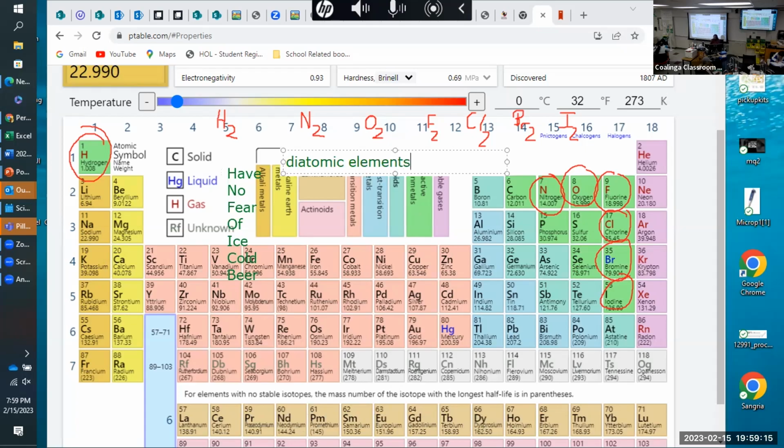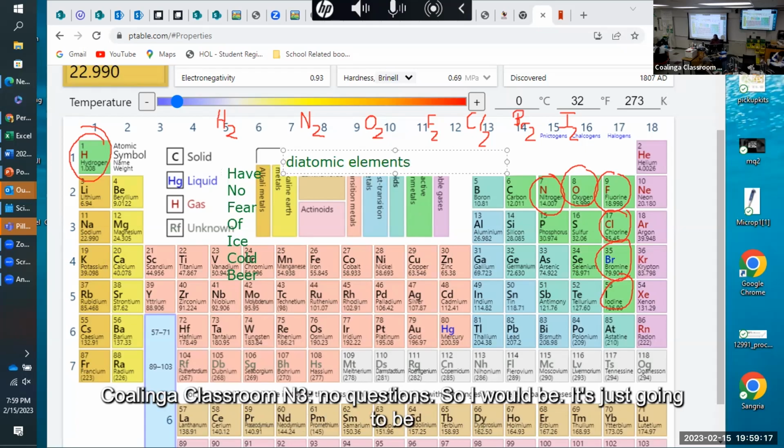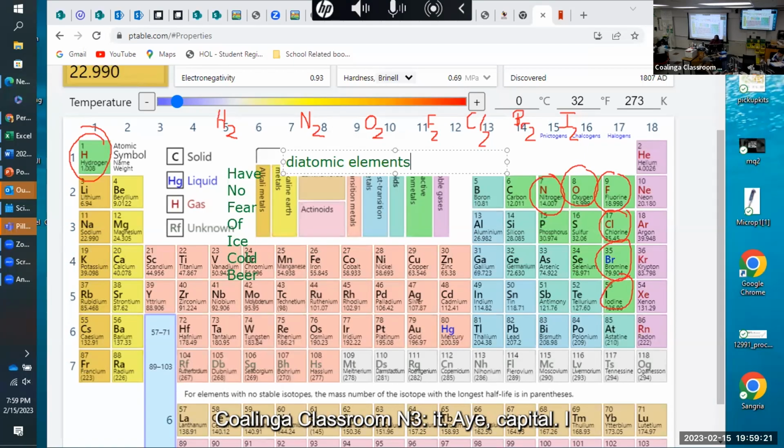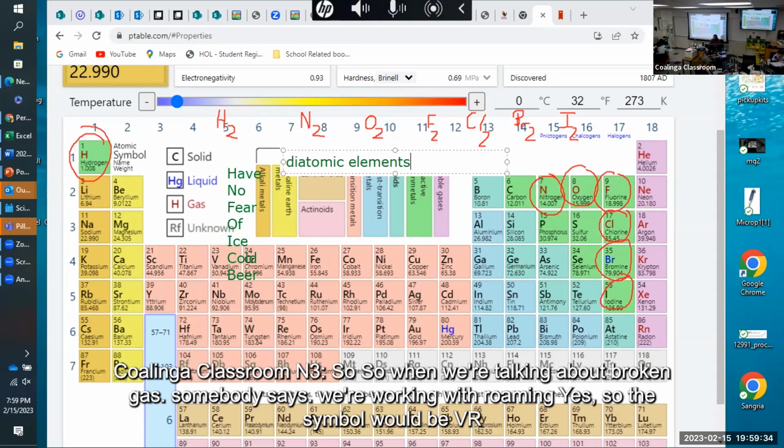Questions? No questions? So iodine is just going to be the letter I and 2. I2, capital I, 2, having 2 of them. And the same thing for bromine: capital B, lowercase r, and 2. So when somebody says we're working with bromine gas, the symbol would be Br2.